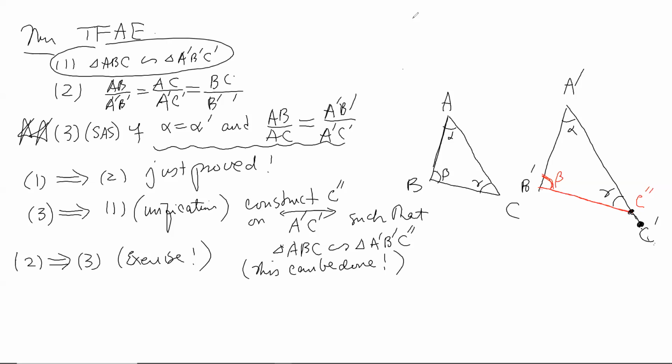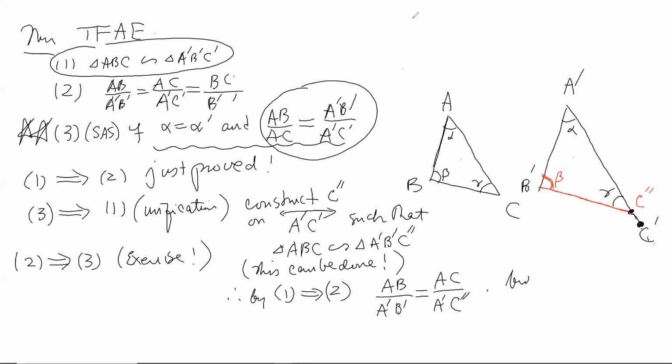All right, so by the theorem 1 implies 2, which we already proved, we have AB over A prime B prime equal to AC over A prime C double prime, because these two triangles are similar, not with the C prime there.